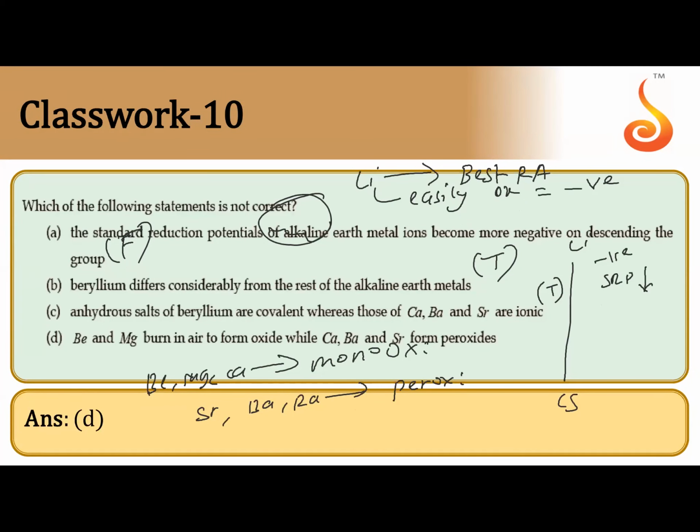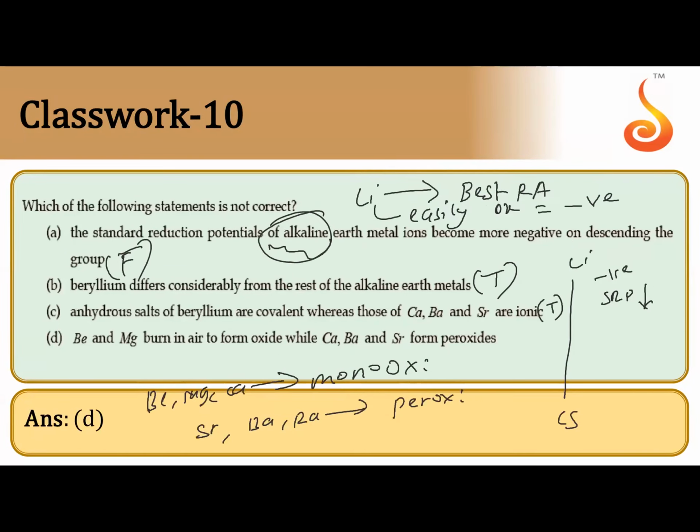Vinita, you are very correct. I have not read the question properly. I'm sorry. Excellent, Vinita. Hats off to you. Let us appreciate Vinita for the prediction. Yes, this is correct. Alkali metal lithium is the best reducing agent, and cesium is the least reducing agent.